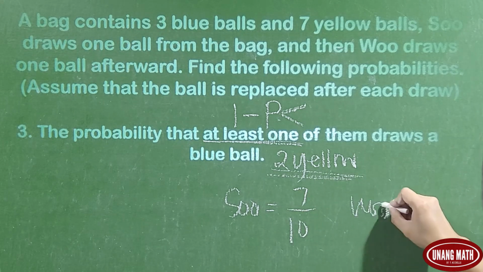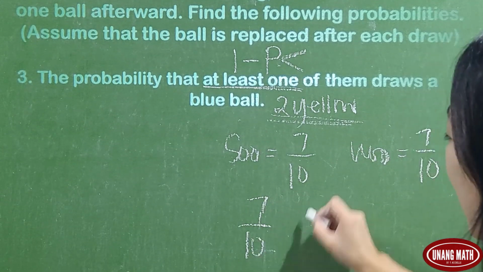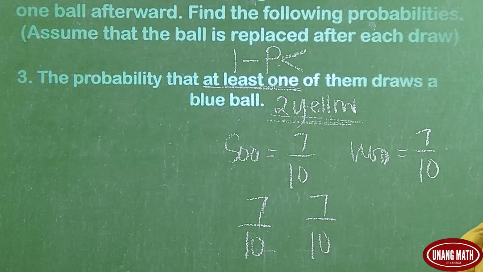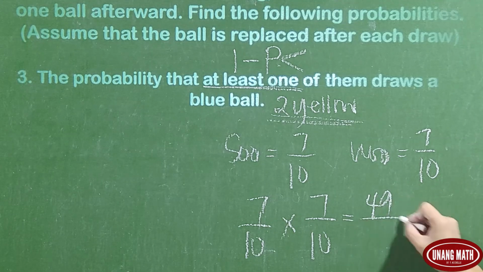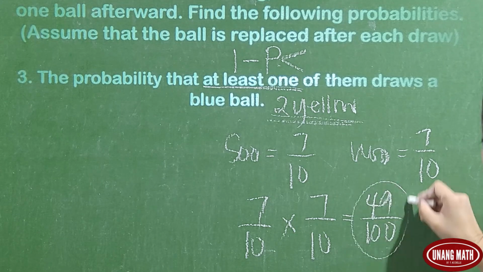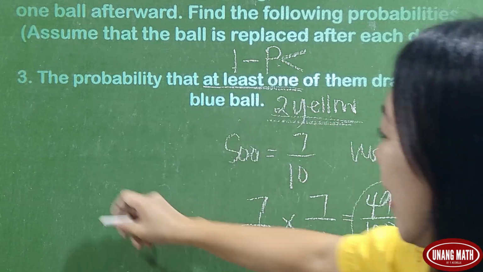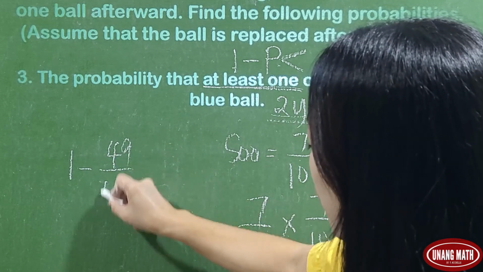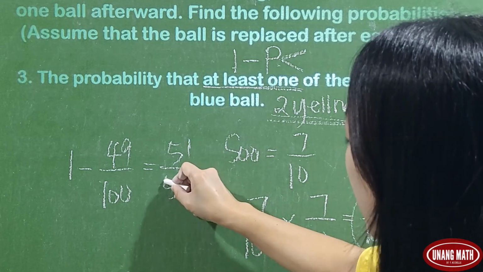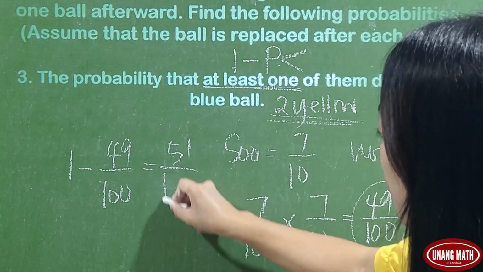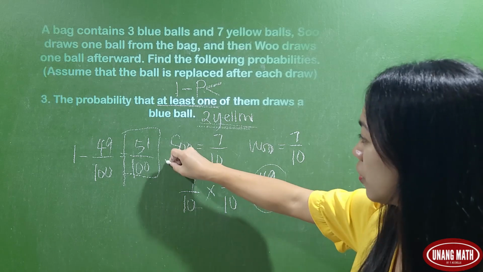What about for U? It's also 7 over 10. So 7 over 10, 7 over 10. And this happens at the same time, then we have to multiply. So this is now 49 over 100. So now we are going to subtract this 49 over 100 from 1. So 1 minus 49 over 100 is now equal to 51 over 100. So 51 over 100, this is the probability that at least one of them draws a blue ball.